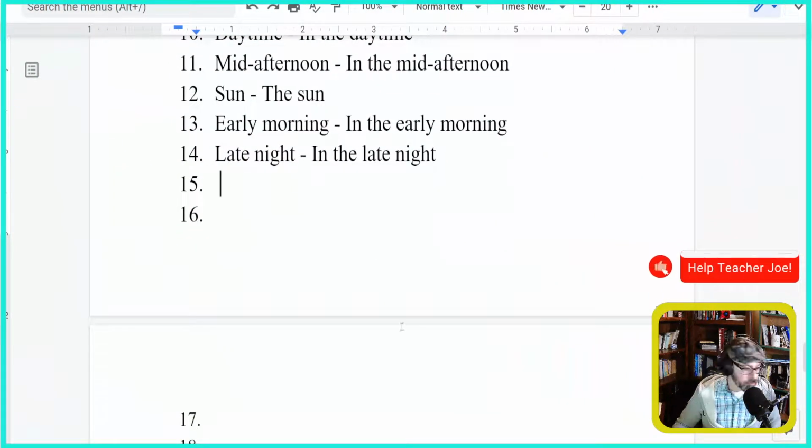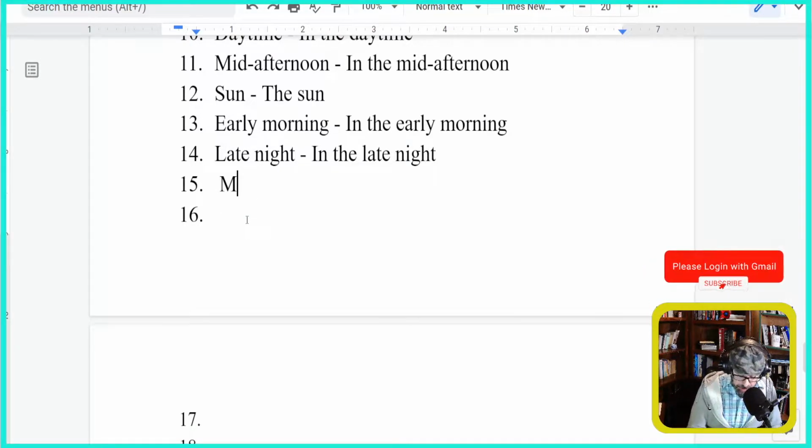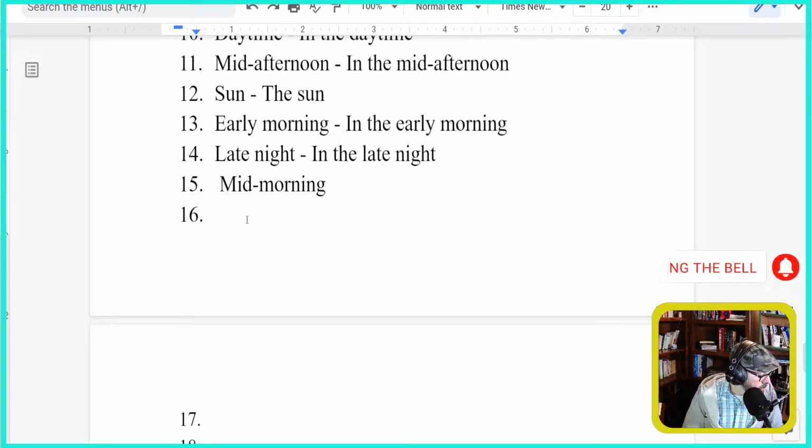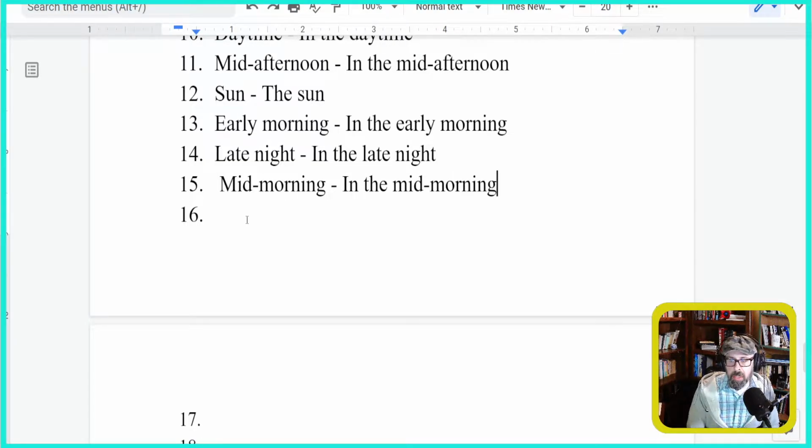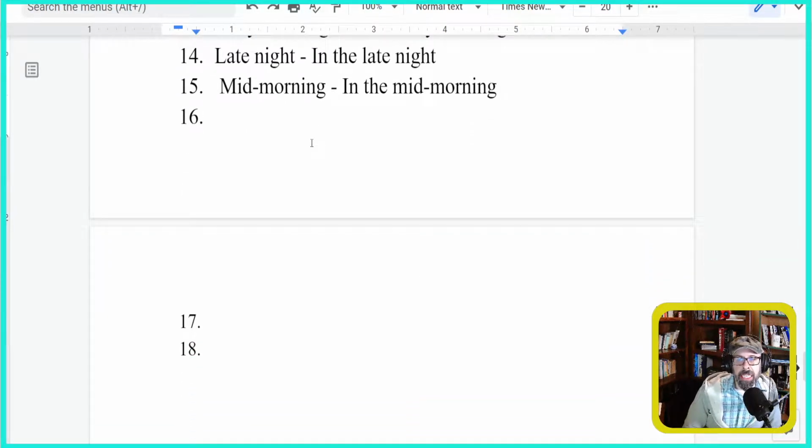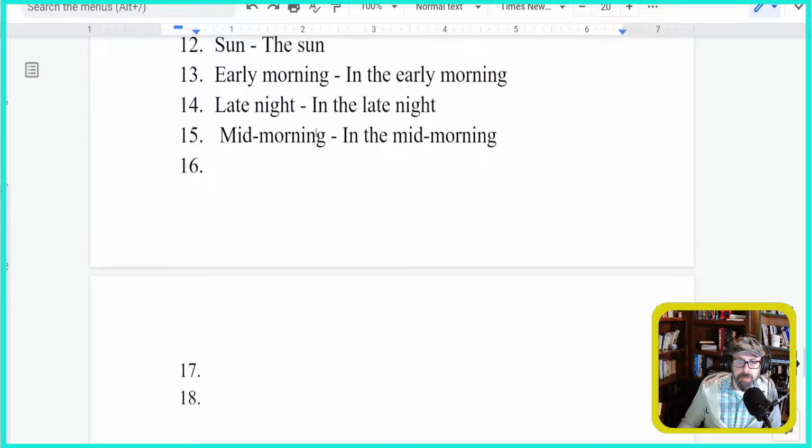Okay, let's go to the sheet. 15. Whoops. Okay, we said mid-morning. And the extra vocabulary with mid-morning, again, in the mid-morning. Okay. On to 16.